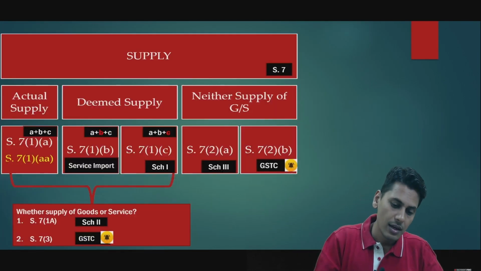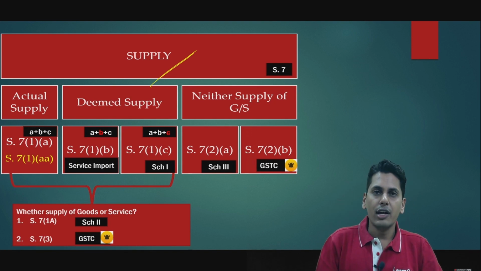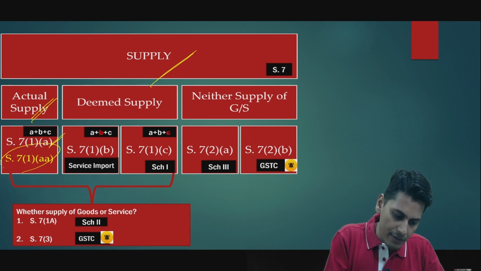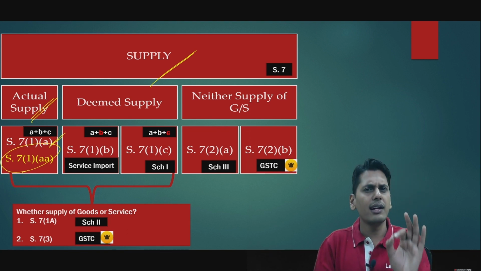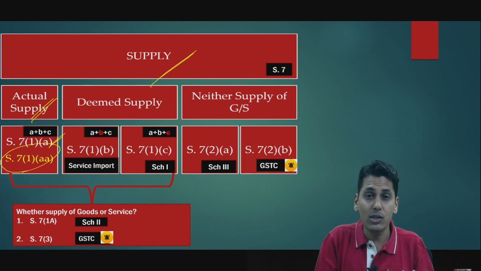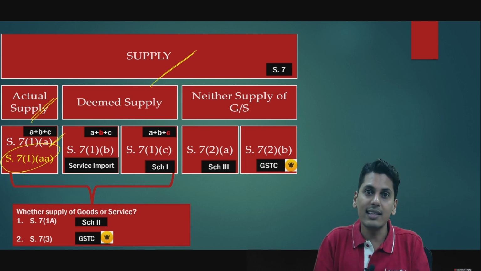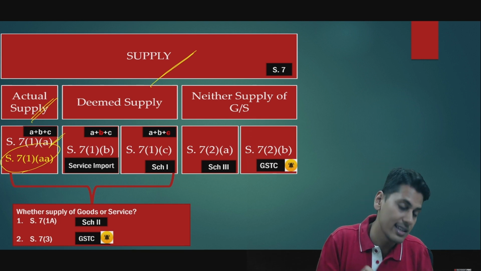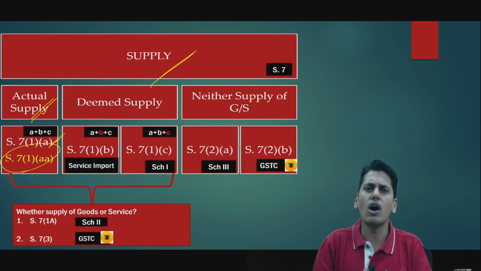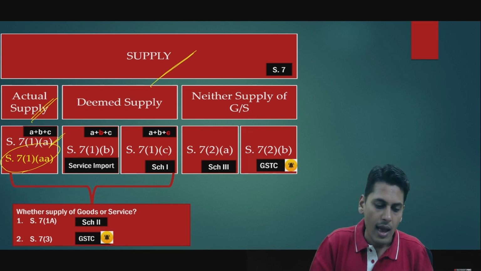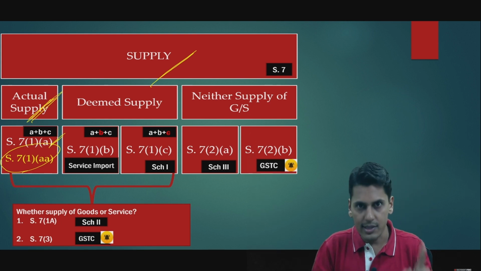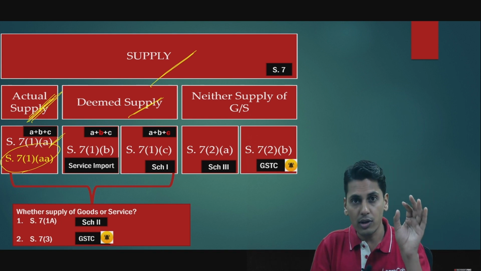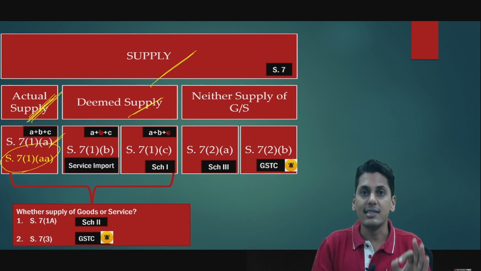So now friends, the updated definition of supply as it stands, you have actual supply 7(1)(a) and you have 7(1AA). 7(1AA) does not bring anything new. It is only safeguarding the transactions which were already taxed under 7(1)(a). It is only a safeguard measure under 7(1AA). It is not bringing in anything new. And we have kept this under actual supply. We did not take this to deemed supply. We have kept this under actual supply because here this has to be for a consideration.